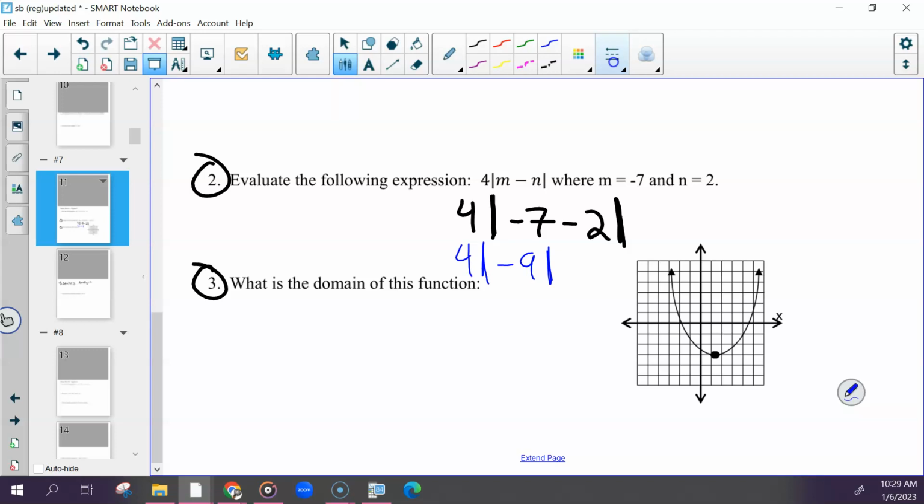The absolute value signs make it positive because it's really measuring distance. And then multiply those two together. So your final answer would be 36. Questions on that one?